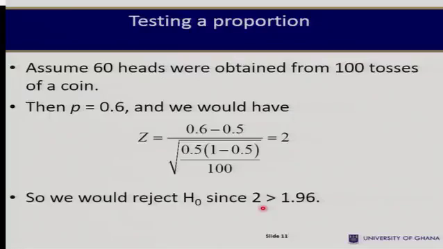But let's say that in the experiment we conducted, tossing a coin 100 times, we observe heads 60 times. So it means that our sample proportion is 0.6, right? So we will compute our Z, or the test statistic, as this, and we obtain 2. Since 2 is greater than 1.96, we will reject the null and say that the coin is not a fair coin. If it were, we shouldn't be rejecting the null hypothesis.